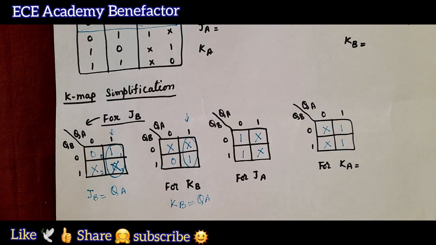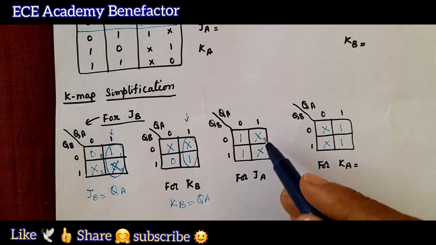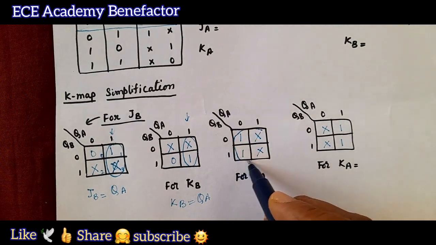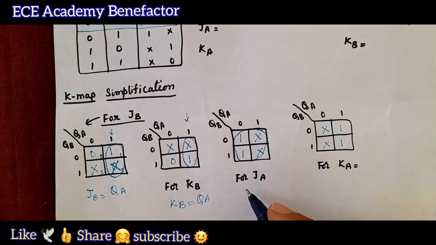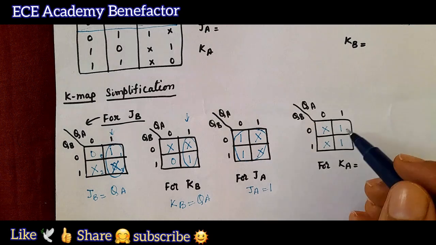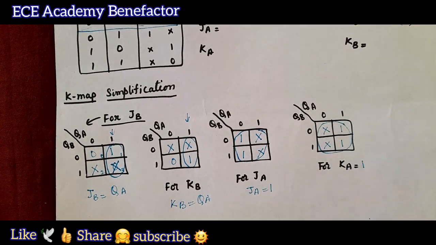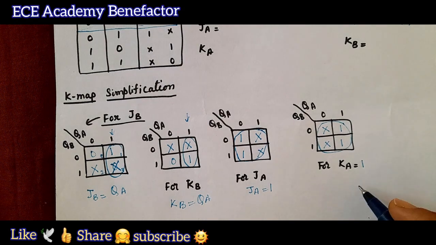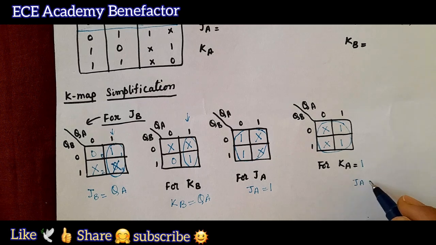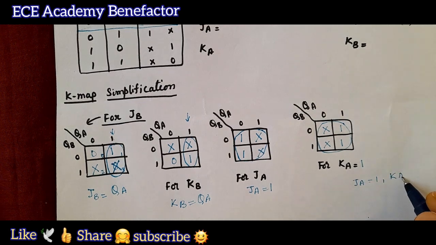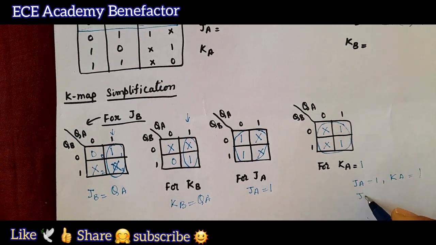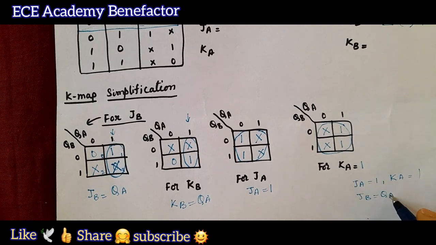Now coming to JA, here one quad is possible. For one quad, JA comes to be 1, and for KA also one quad is possible, so KA will be 1. So what are the equations we got? JA is 1, KA is 1, JB is QA and KB is QA.